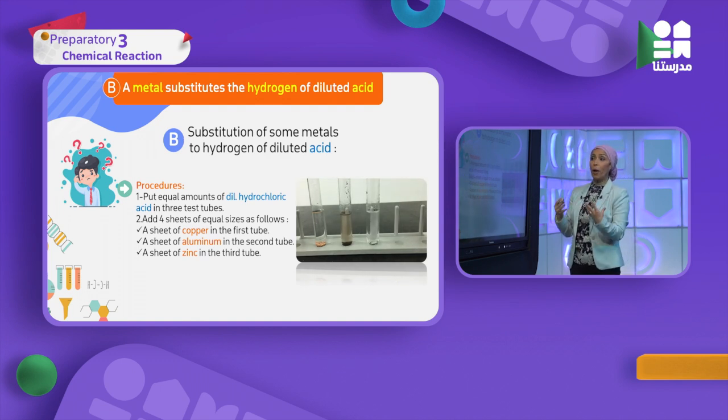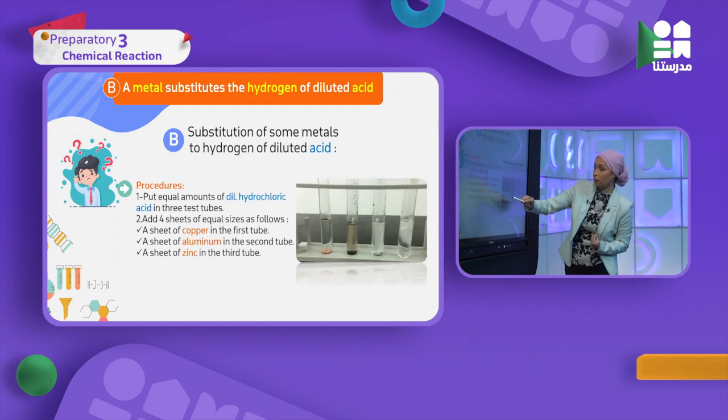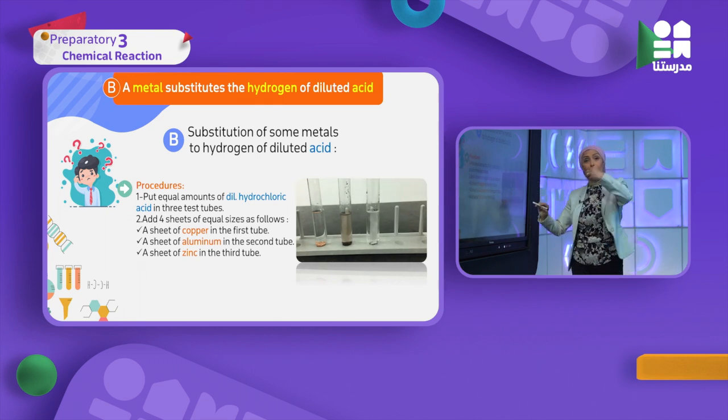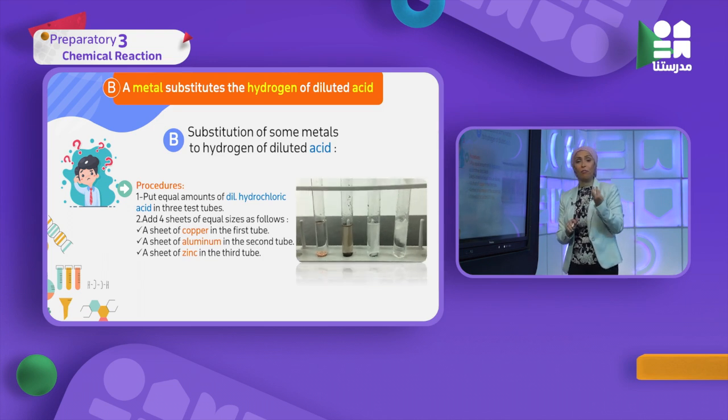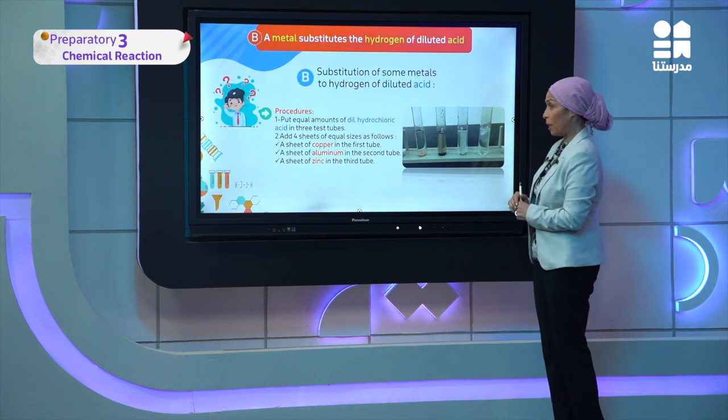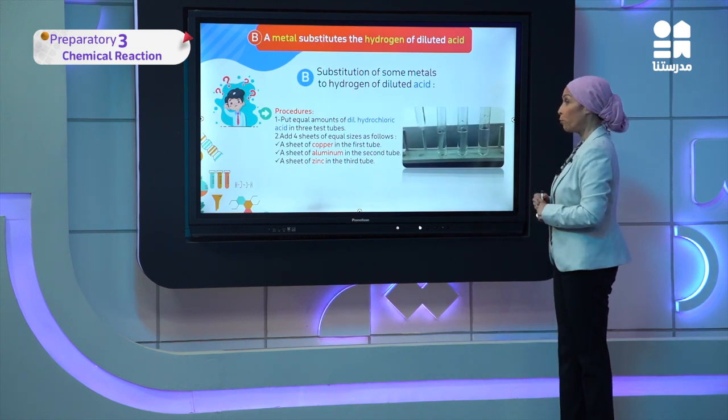Then, after a while, I will see that here is the copper and aluminum and zinc, all of them put here in the test tubes, and I will put dilute hydrochloric acid. What's meant by dilute? مخفف, يعني it's not strong, because it's very dangerous to use it as it is. I have to put some water above it and then I will use it. طب, let's see what's my observation.